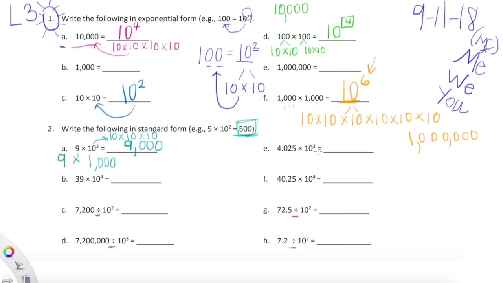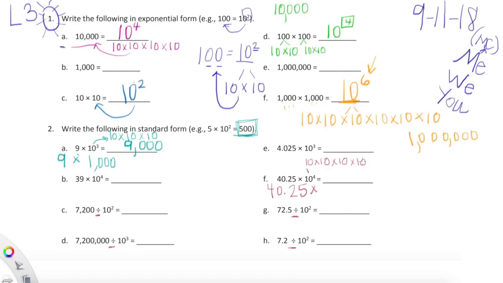Okay, let's look at F. 40 and 25 hundredths times 10 to the 4th. Oh, there's some more of our secret word outside. Let's think about what this actually means. Let's rewrite our expression underneath here. So we have 40.25 times 10 to the 4th, or 10 times 10 times 10 times 10.